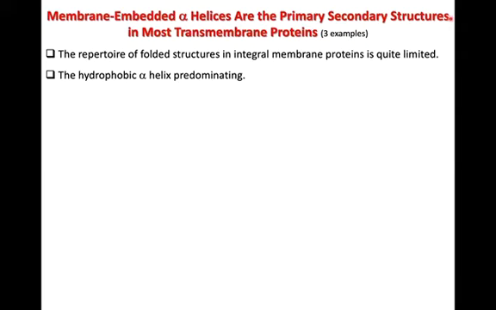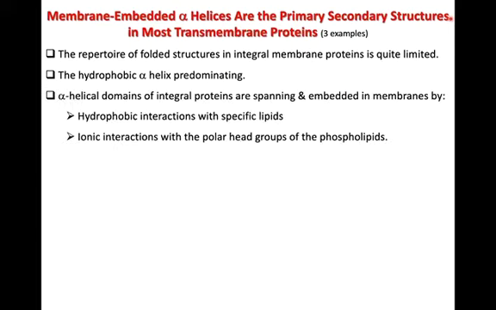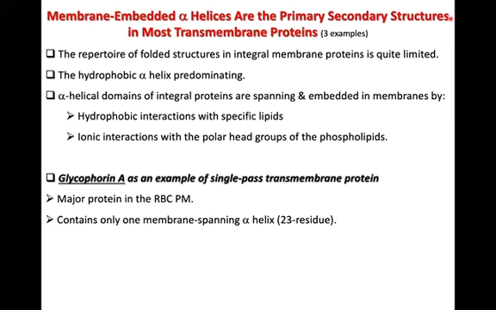So this repertoire of folded structures in integral membrane proteins is quite limited, and the hydrophobic alpha helix actually predominates. Okay. So this alpha helical domain, which is a part of integral protein, can span and be embedded in the membrane by hydrophobic interaction with specific lipids, and they can do ionic interaction with the polar head groups of the phospholipids. The first example is glycophorin A.